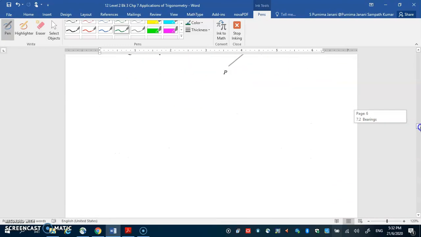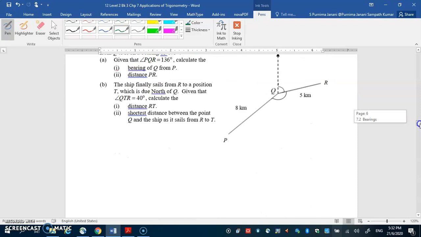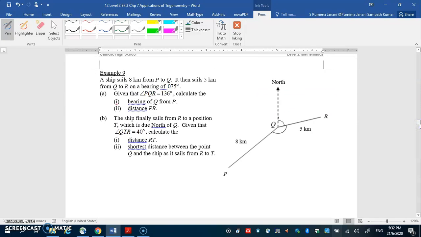Okay, next question, example 9. Before I give you your textbook question, a ship sails 8 kilometers from P to Q over here. It then sails 5 kilometers from Q to R on a bearing of 075 degrees. Okay, so where is the 075 degrees? It's actually over here, right? This is the bearing of 075 degrees. So given that PQR is 136 degrees, this angle here, calculate the bearing of Q from P. Q from P. That means you have to draw your north at P.